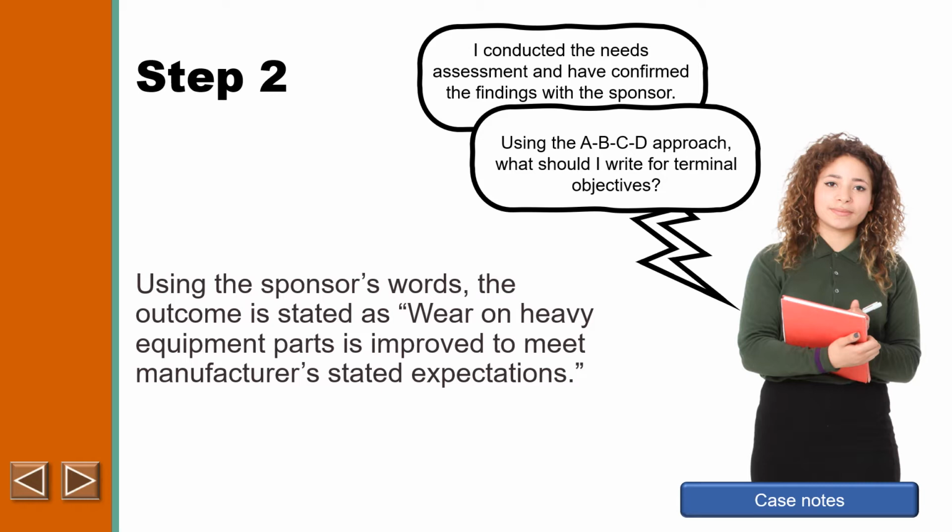Using the sponsor's words, the outcome is stated as wear on heavy equipment parts is improved to meet manufacturer's stated expectations. One of the suggestions was to state the outcomes using the sponsor's words. I conducted the needs assessment and have confirmed the findings with the sponsor. Using the ABCD approach, what should I write for terminal objectives?